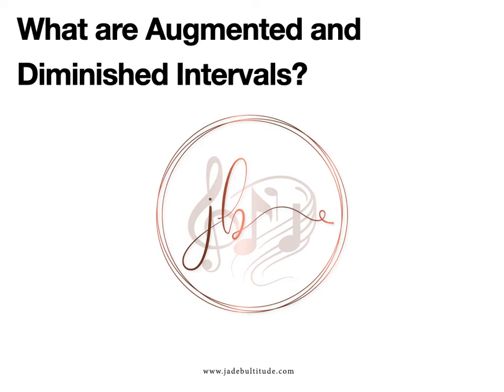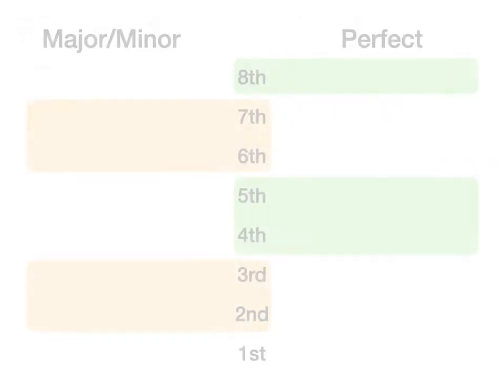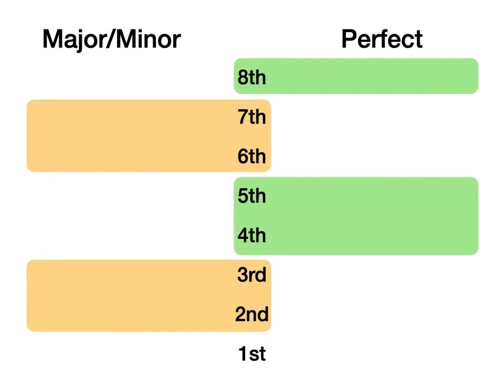Today we will be furthering our knowledge of intervals and exploring what augmented and diminished intervals are. But firstly, let's remind ourselves of the two categories of interval. On the left-hand side, you can see the intervals that would be major or minor. These are seconds, thirds, sixths, and sevenths. And on the right-hand side, you can see the intervals that would be perfect. These are fourths, fifths, and octaves.